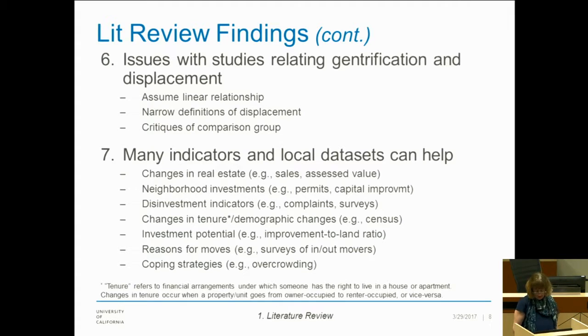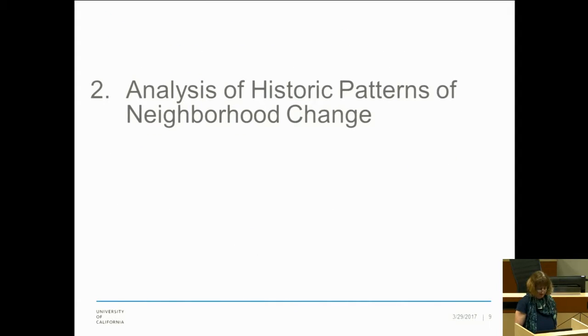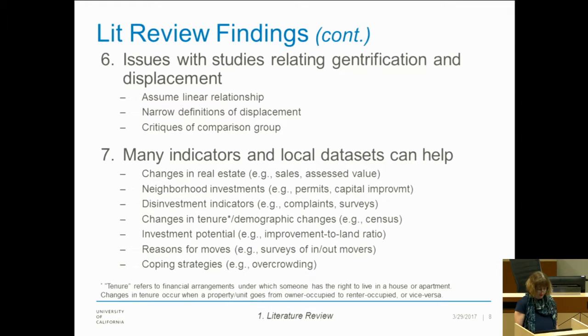There are also many problems with how displacement and gentrification are defined in the literature and how studies use control groups. And you can read all about that in our literature review. We do find that many indicators and local data sets can help. We tried to look at many of these indicators in our study using secondary data and case studies. So that's what I'll talk about next.